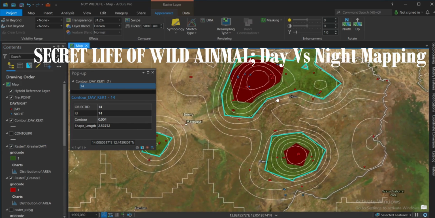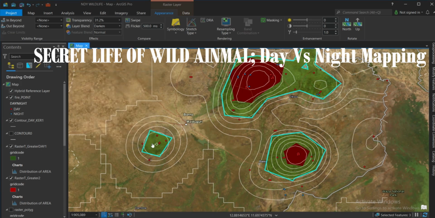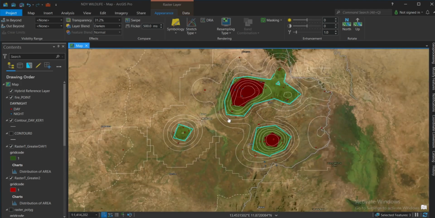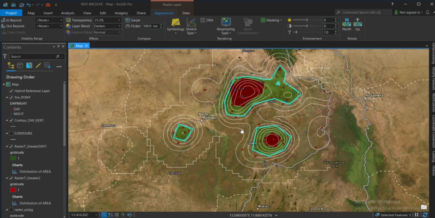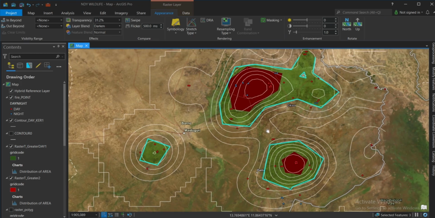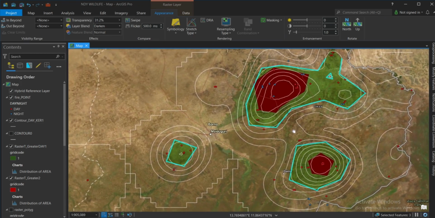These are the environments where the animal can adapt more than any other environment in the daytime. You can also carry out this analysis on nighttime activities.